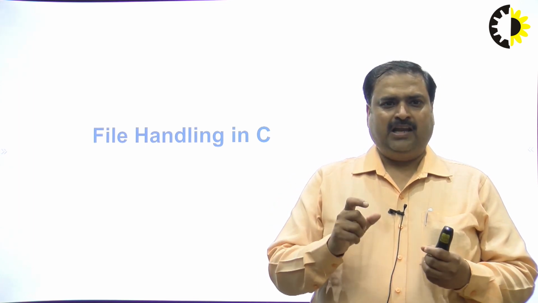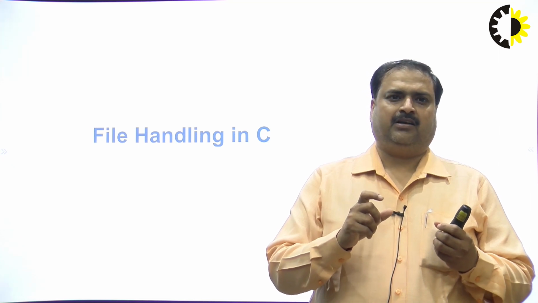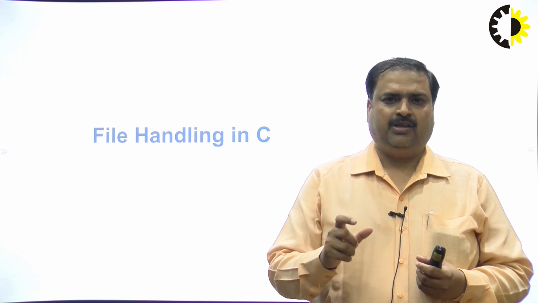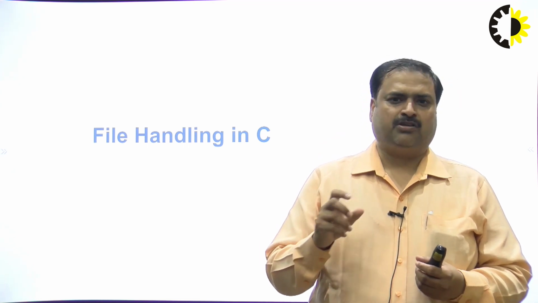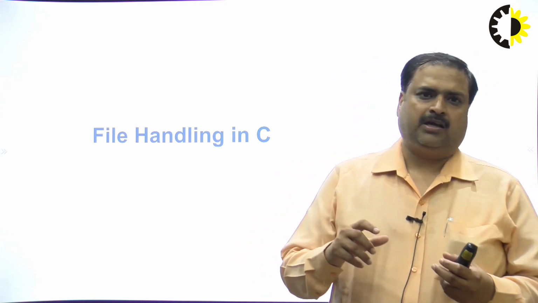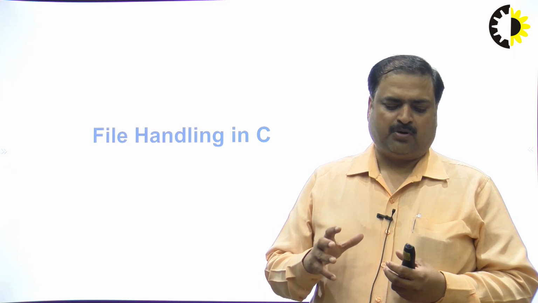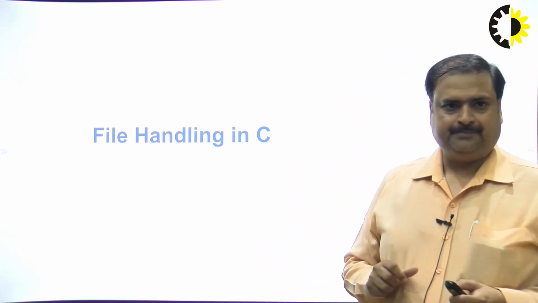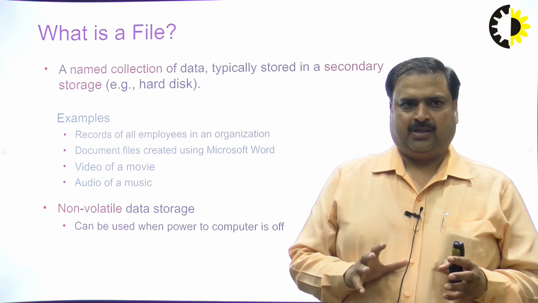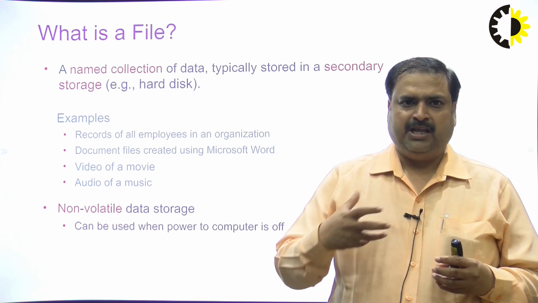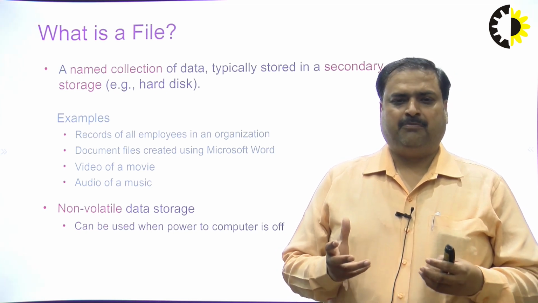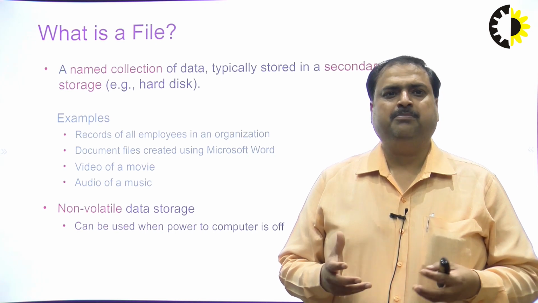So a file is basically a collection of similar records stored in the secondary storage, or the permanent storage area, for being accessed later for our programming. It is a named collection of data. We also provide some name to that collection of records. And I am saying a collection of similar records.